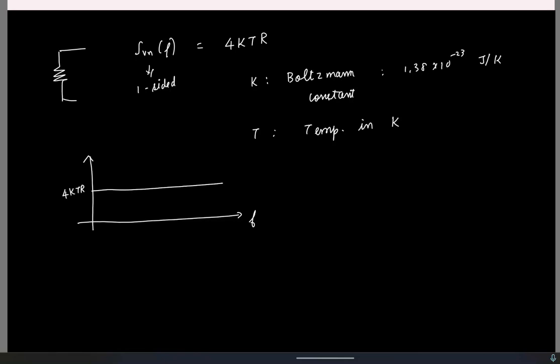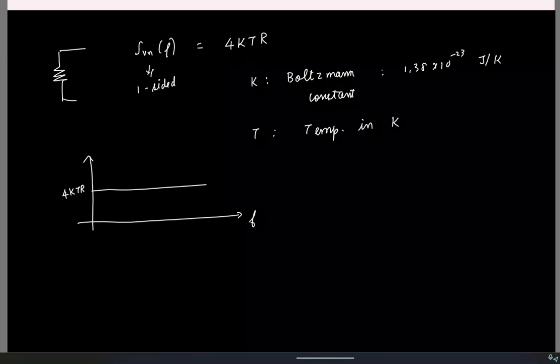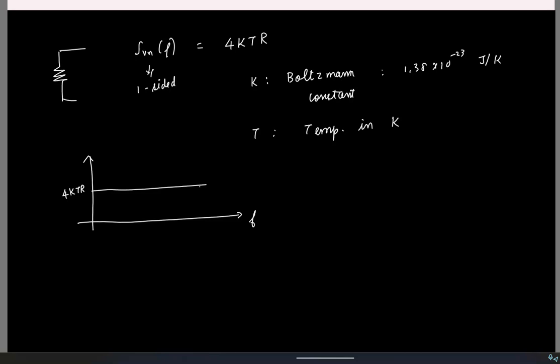If I try to find the total power in this noise voltage, what do you think this will be? We are going to integrate this, it looks like it's infinity. Obviously that's not the case, because in the derivation of this, people didn't consider quantum mechanics, and the moment you take into account quantum mechanical effects, at really high frequencies this actually falls down. In physics you might have heard about black body radiation, Max Planck. Initially people thought a black body can have infinite power, but then Max Planck said it happens only in discrete packets.